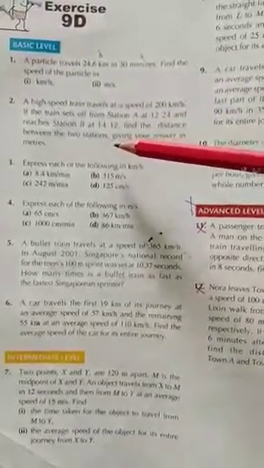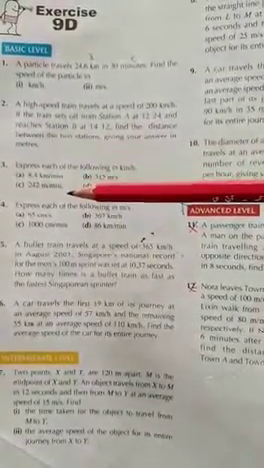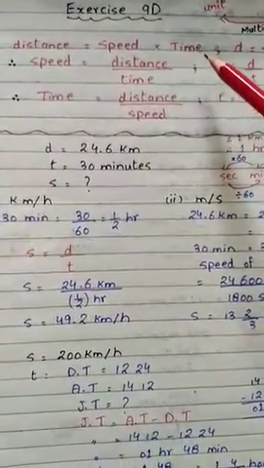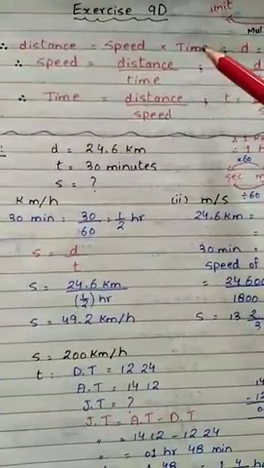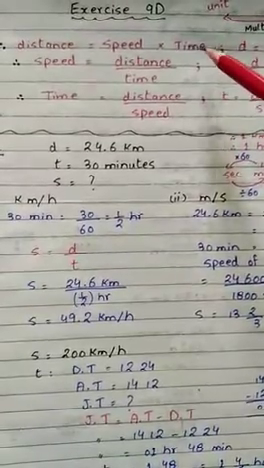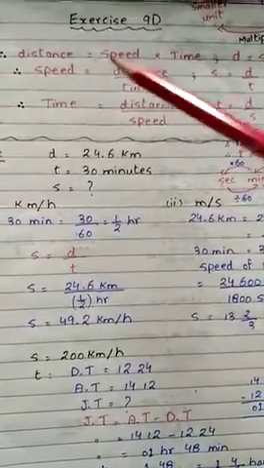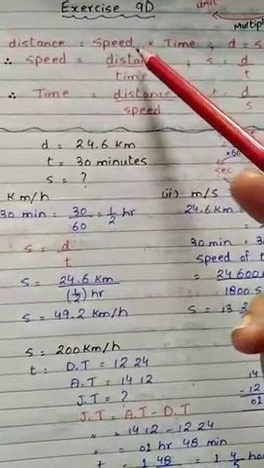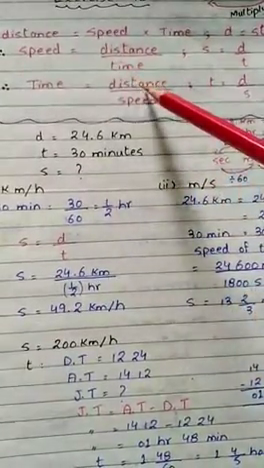So before starting the exercise, let me tell you some formulas which we use in this exercise. So let's come to the formulas. The basic formula is distance is equal to speed multiplied by time. This is the main basic formula. You just need to remember this formula, and by remembering it you can easily derive the next two formulas. If you want to calculate speed, then speed is equal to distance over time, and if you want to calculate time, then time is equal to distance over speed.